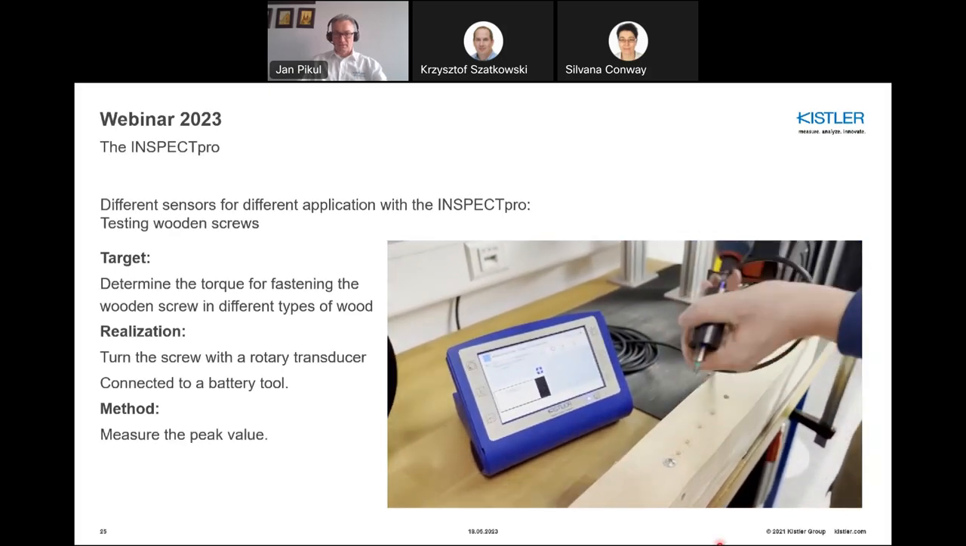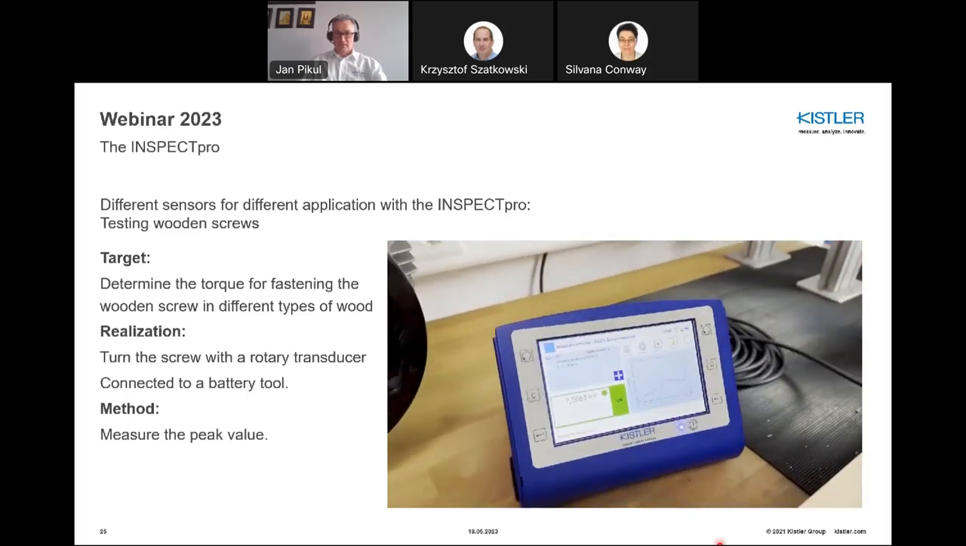So now the process is done, and if the parametrization was done, we can set up the expected target value. Of course, we set an upper and lower limit, and if this measuring value is inside this area of upper and lower limit, we have information to the operator that the final torque is okay.